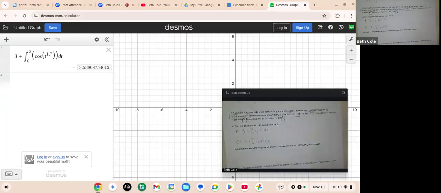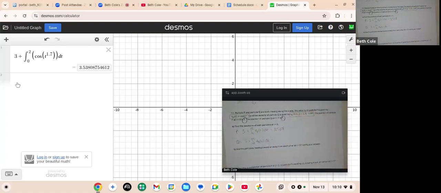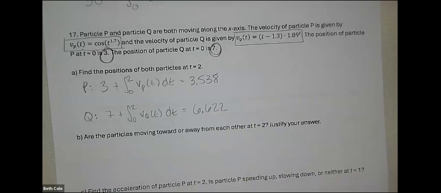Cosine t, okay, so 3.538. I'm going to leave that in there in case I need it, because this is an A, B, C, D problem, and you never know if you might need that again. All right, and then velocity for Q. Parenthesis, t minus 1.3, close parenthesis, times 1.89 to the power t, close this parenthesis, dt. All right, so I got 6.622. And that is all that one asked for, so we're done with part A.